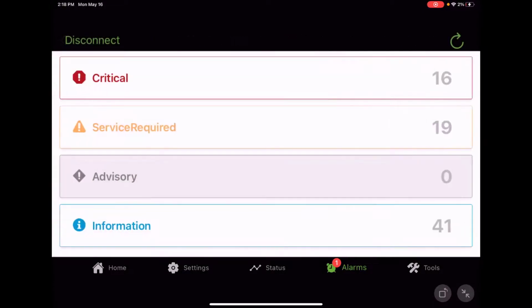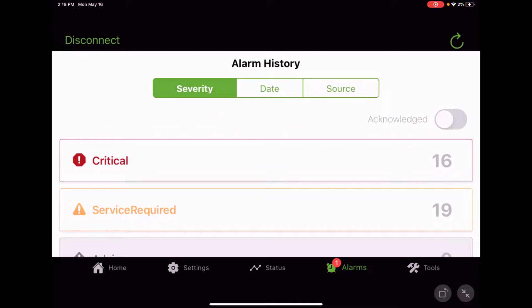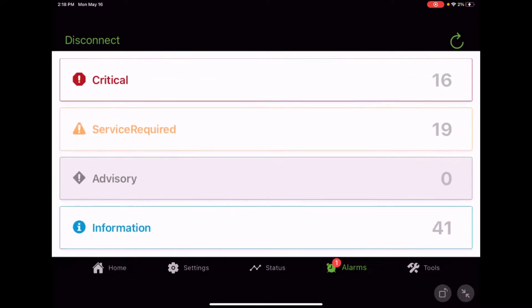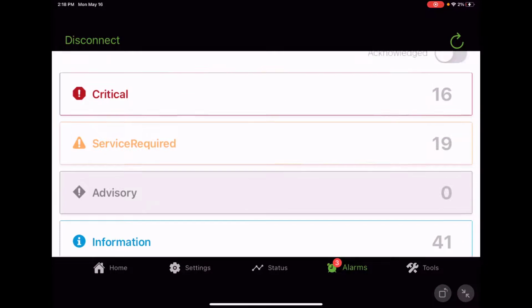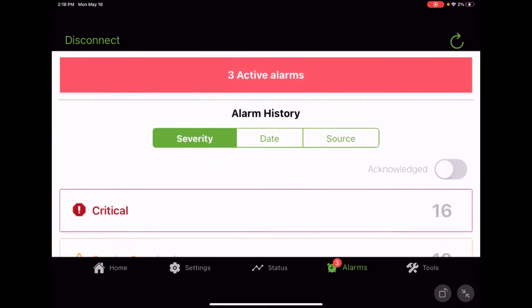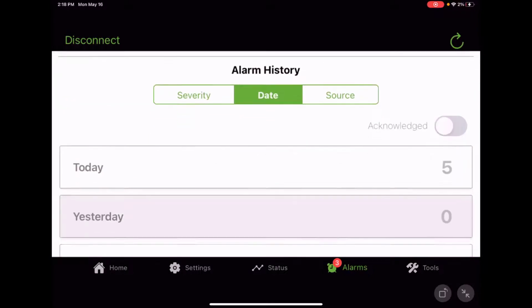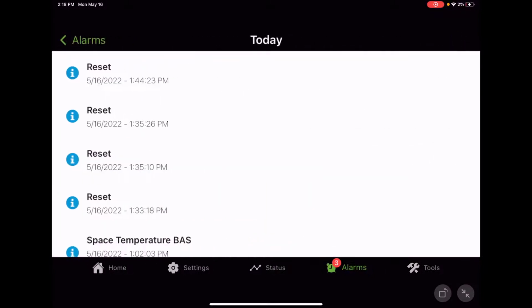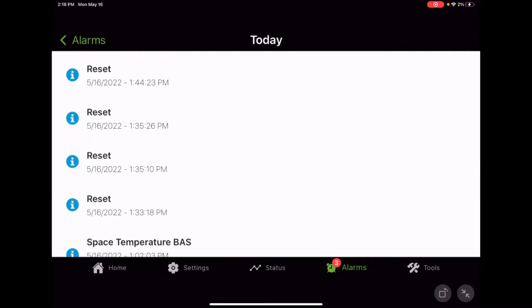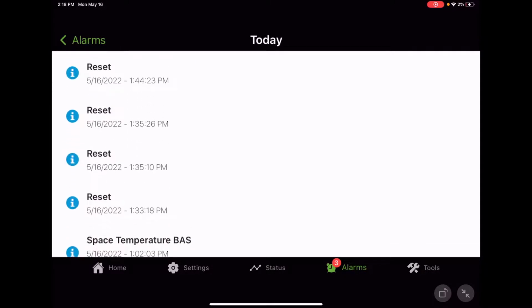So I'll go ahead and touch back to alarms. So there's your colors and your classifications: critical, service required, advisory, and informational, how many alarms we have. And then you can further go through and filter these. You could actually come up here and hit date. So here's the alarms that happened today. It's all those controller resets.